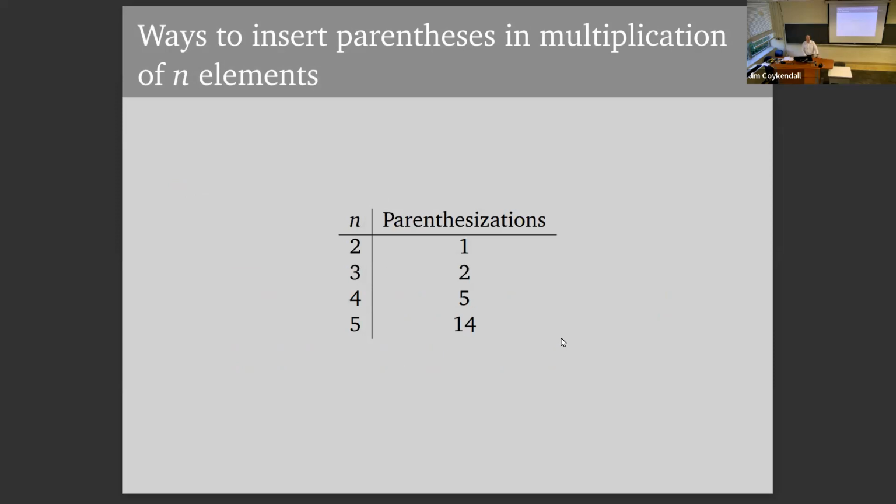So if there were 2 elements, you just have one multiplication. There's one way to do it.